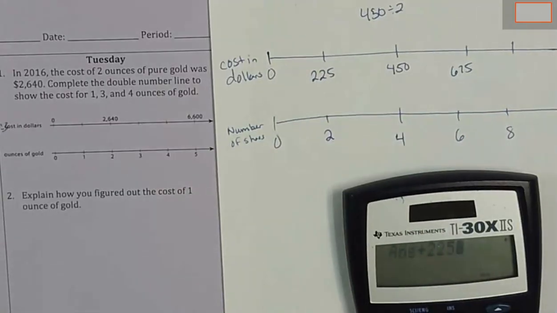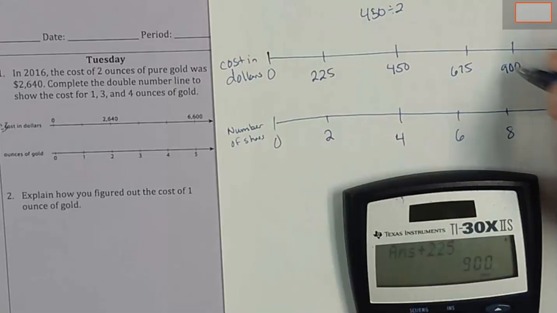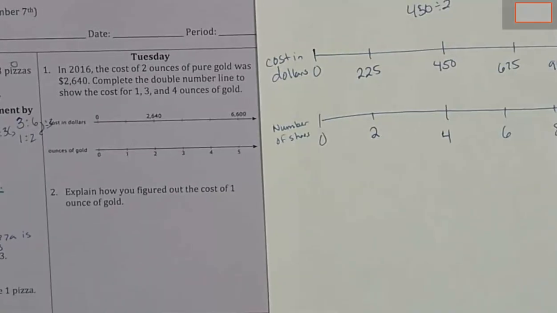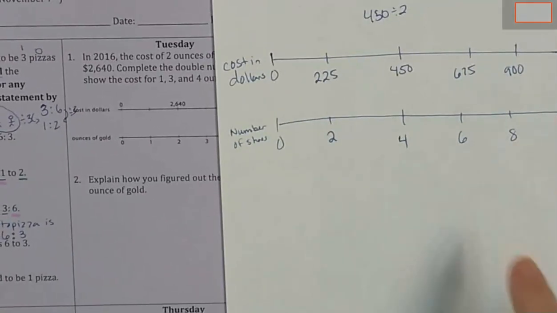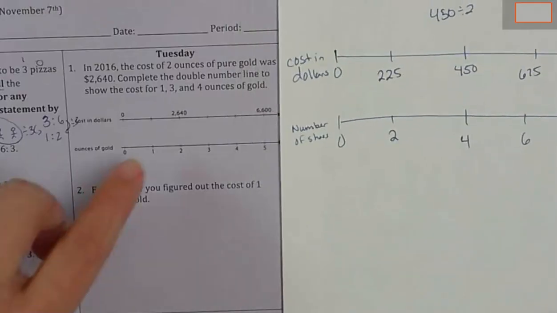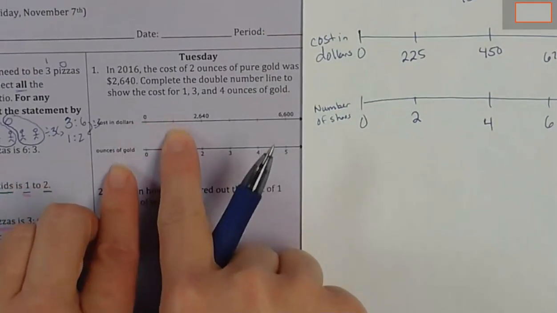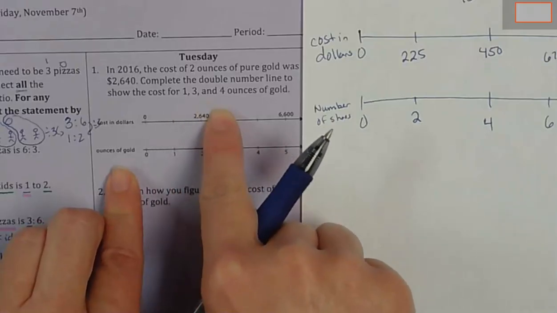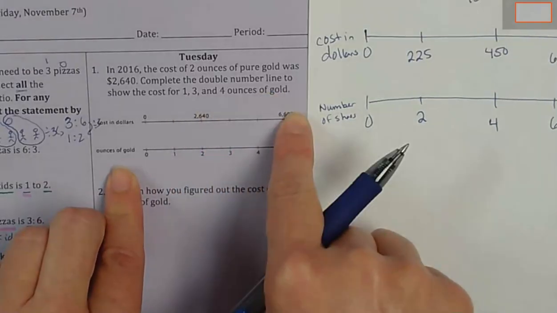Plus 225 more is 900, plus 225 more is 1,125. So that's how I can figure out what's missing up here. So on yours, to figure out what you're counting by, cut this in half, then you'll know what you're counting by each time, and you can figure out what these are.